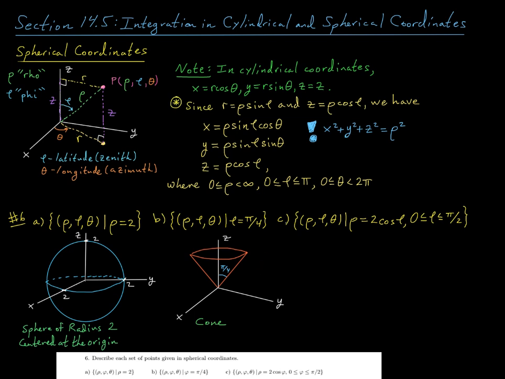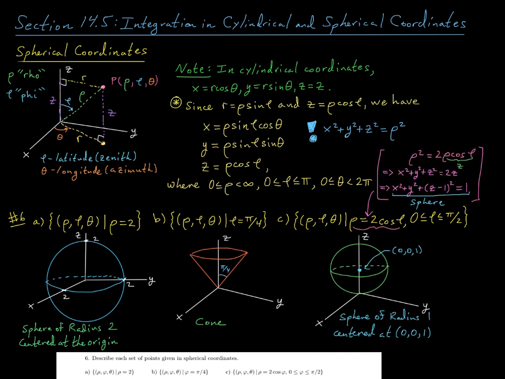And then lastly, C, it says the set of all points (rho, phi, theta), where rho is equal to 2 cosine phi. And here we're restricting phi between 0 and pi over 2. So this one, we're going to actually do a little algebra first. So looking at this equation, I'm going to go ahead and start by multiplying both sides of the equation by rho. So rho times itself will give us rho squared on the left. And then on the right, I'm going to get 2 rho cos phi.